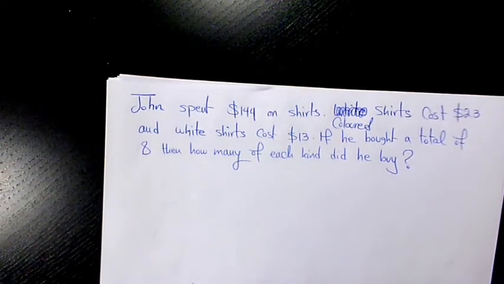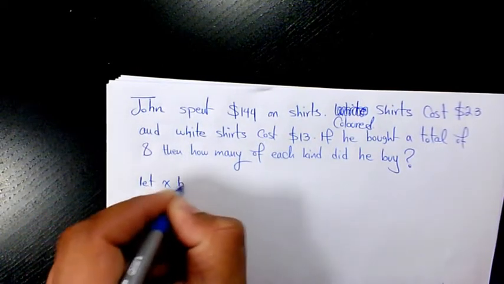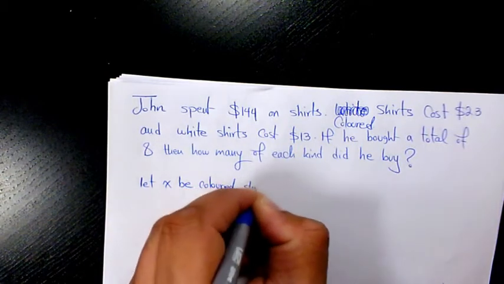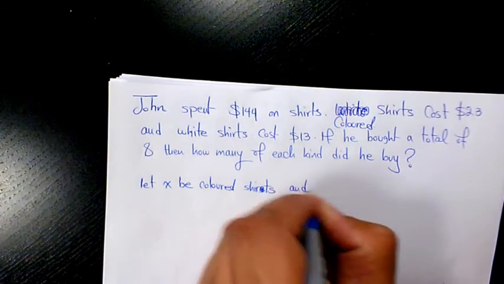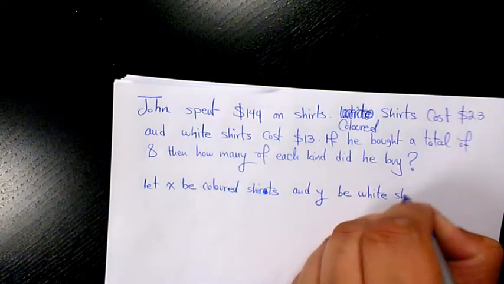It says John spent $144 on shirts. Colored shirts cost $23 and white shirts cost $13. If he bought a total of 8, how many of each kind did he buy? So let x be colored shirts and y be white shirts.